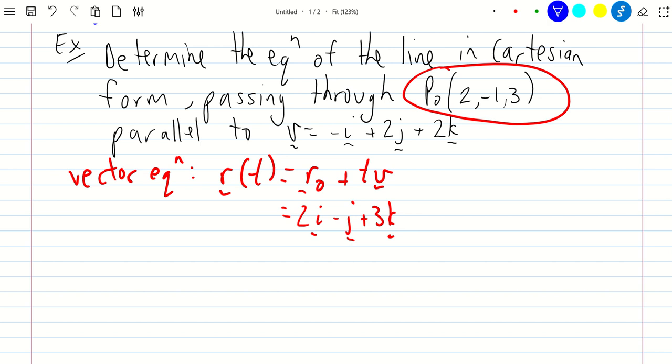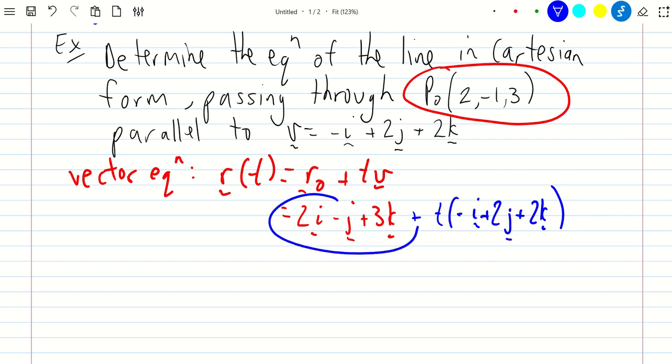I'll just do this in two different colors. So that's red and that's blue. Then we're going to go plus t, and the second part is shooting off in this vector direction, so that's going to be -i + 2j + 2k. And so that essentially is my vector equation. We've added the initial point, and it's shot off in a direction. The parameter of this is t, and it's going off in that direction.